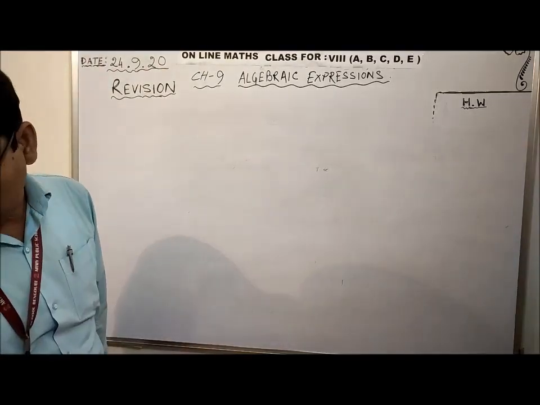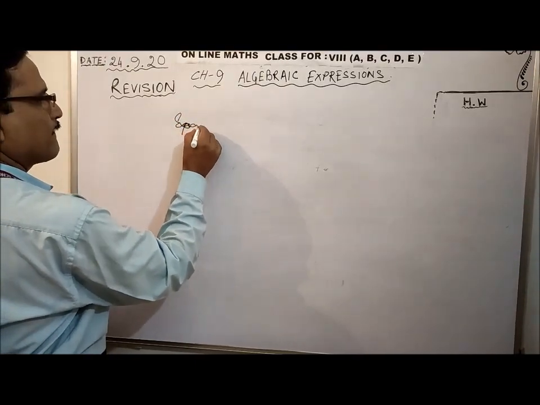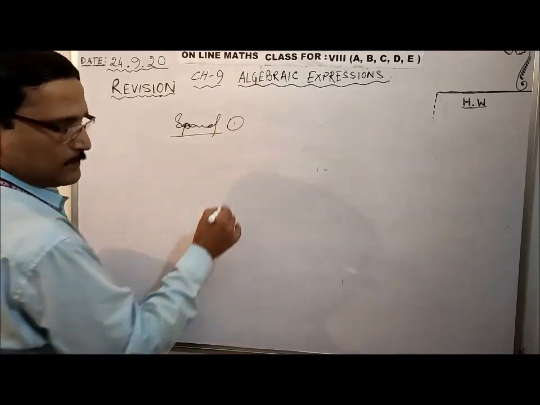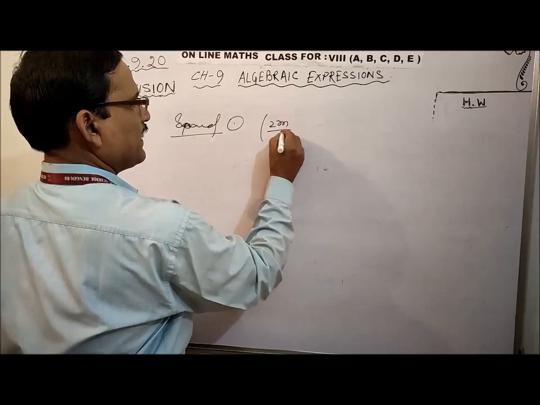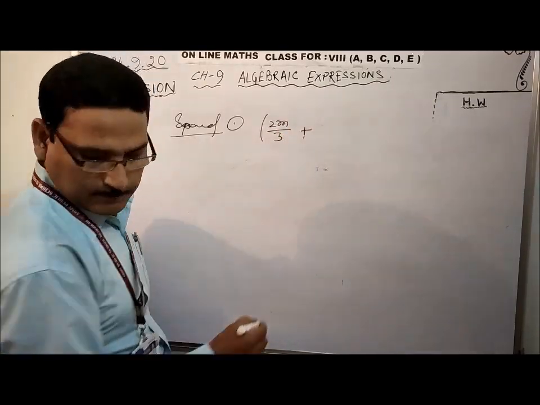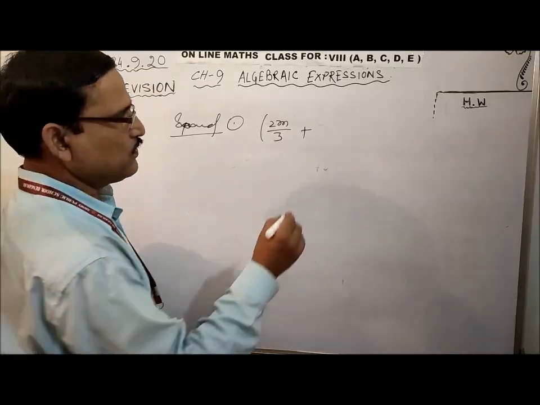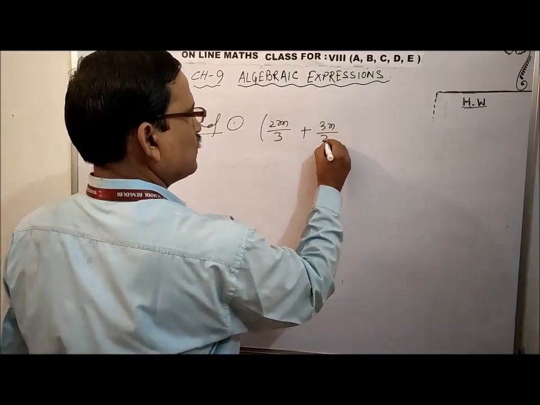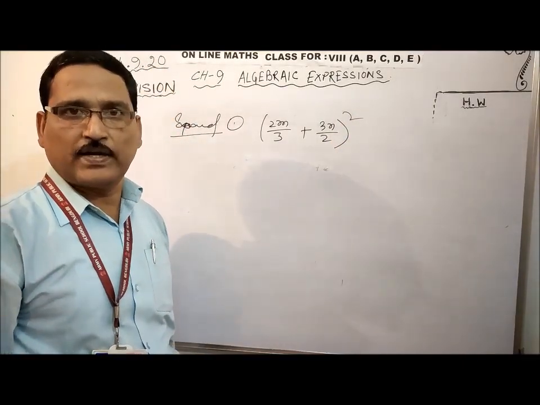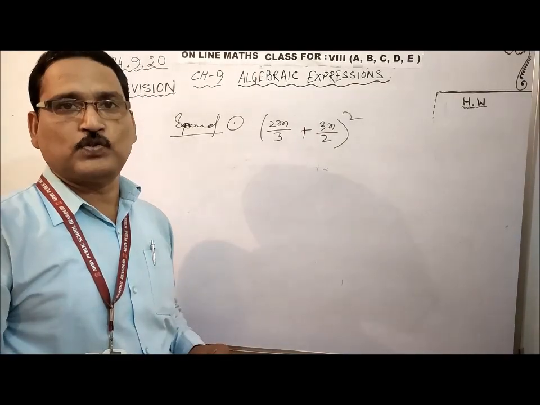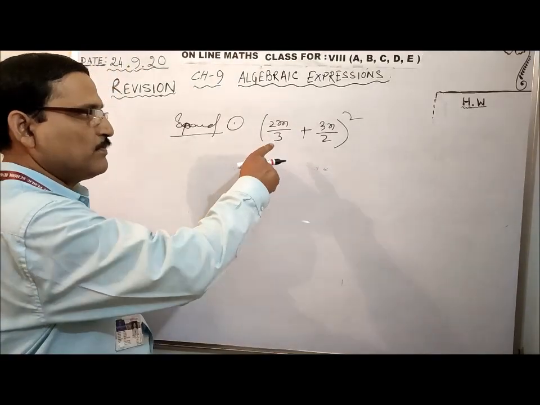Expand. Number 1: (2m by 3 plus 3n by 2) whole square. What will be the result? I will give you the options for the result. Until you solve it outside, you cannot give a tick mark. So first of all, you have to solve it.